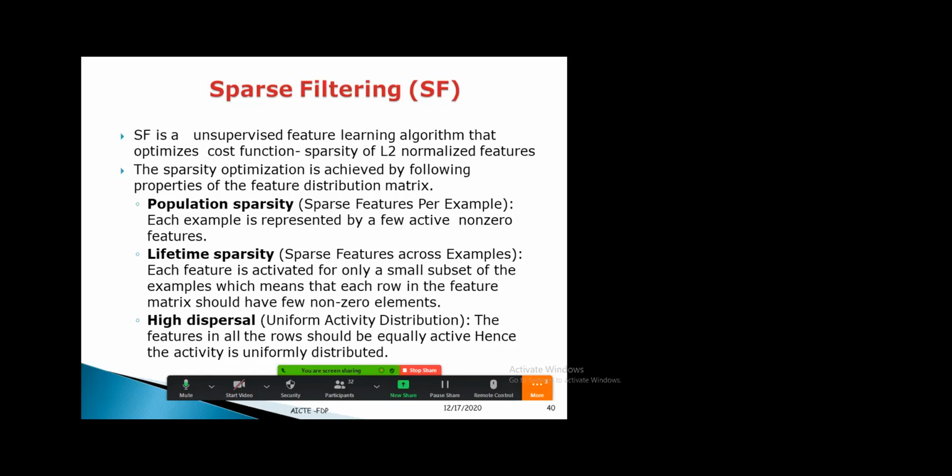And then there is the concept of high dispersal, a uniform activity distribution. That means the features in all rows should be equally active, which means even though there are non-zero elements, the features in the rows are equally or uniformly distributed. Now, these are the concepts behind sparse filtering.